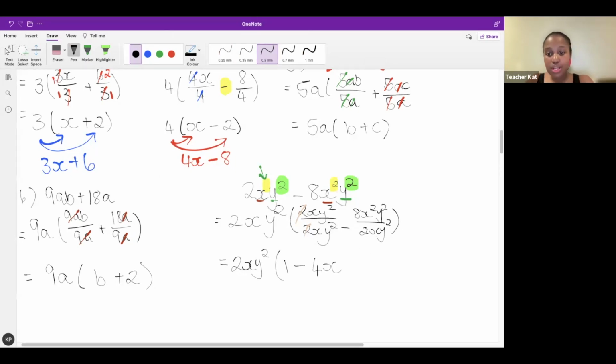And then y squared divided by y squared. It's like dividing a number by itself. So what happens? It's 1. Wonderful, guys. And that is our final answer.